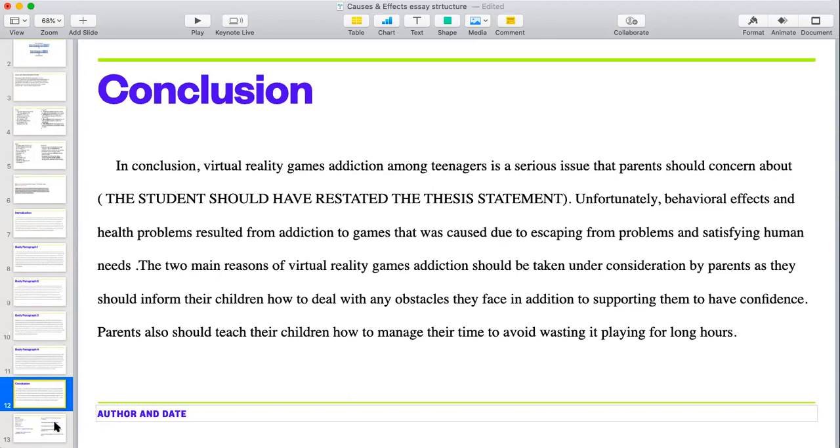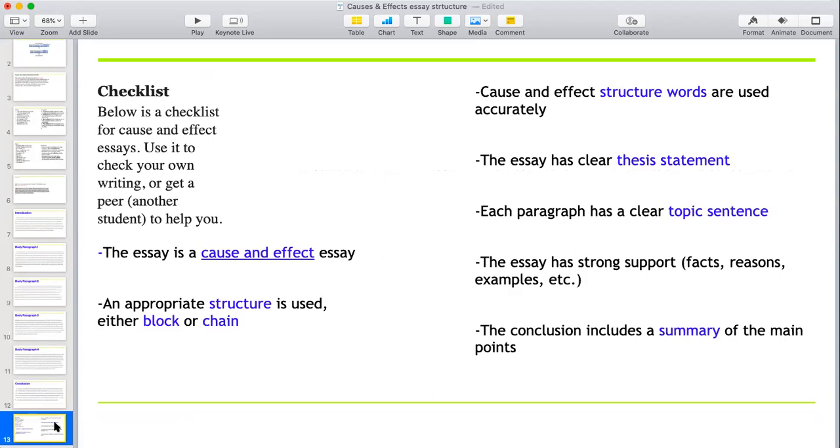Okay? Fine. Let's have a look at this checklist that I also want you to use while you are writing to check whether you have problems or not. So, is this essay a cause and effect essay? Did she talk about the 2 causes and the 2 effects? Yes. She is using the block structure, which means I talk about each idea in one paragraph. Did she do that? Yes. Right? Yes. Okay.